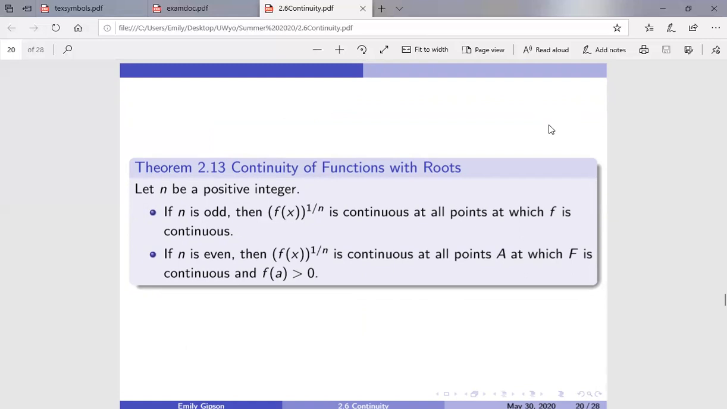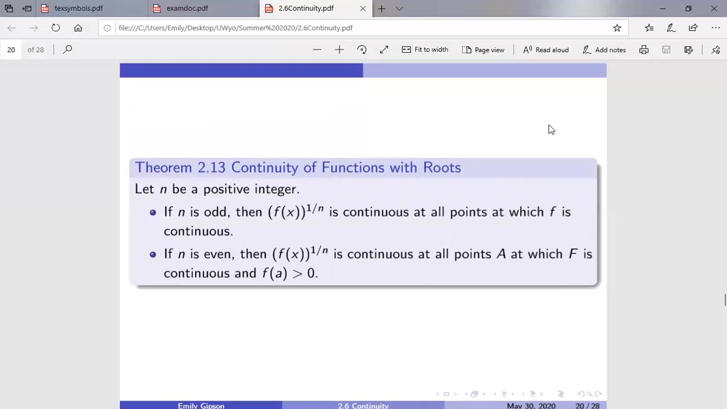So now that we've looked at continuity at endpoints, we're interested in continuity of functions with roots. So let n be some positive integer. In this case, n could be 2, maybe it could be 17, maybe it could be 3. If n is odd, then the 1 over n power of f of x is continuous at all points at which f is continuous. If n is even, then the nth root of f of x is continuous at all points a at which f is continuous, and f evaluated at a has to be greater than 0.